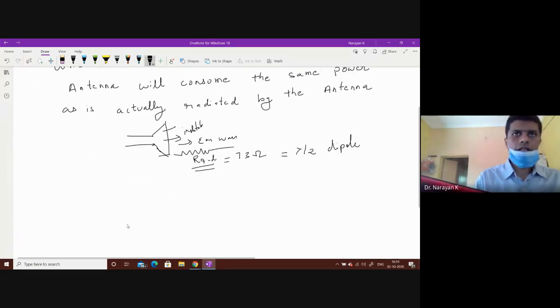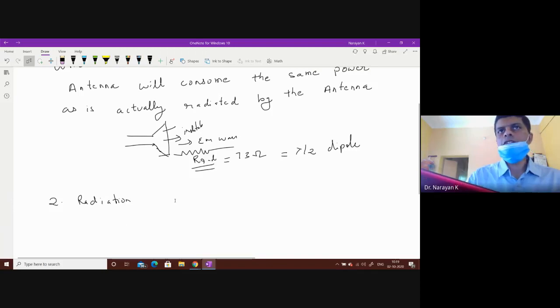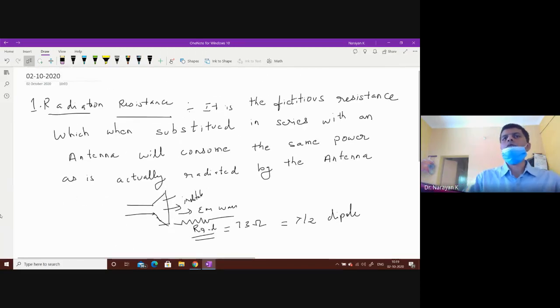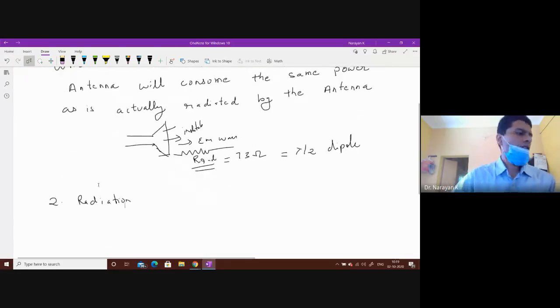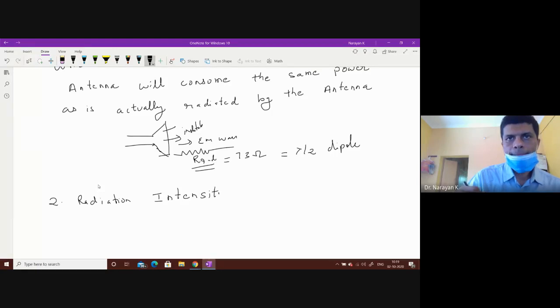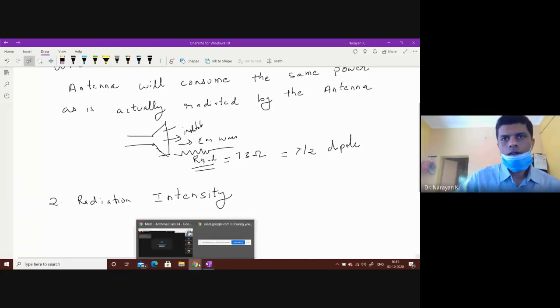Next one is radiation intensity. See, please, for definitions, you don't change anything, you don't write it in your own words. You have to learn by heart these words, whichever I have told you. Don't make it in your own words, because these definitions may be 2 marks or 2.5 marks each. If it is wrong, it is 0, and if it is correct, it is 2. So it is like one digital marking. So please don't write it in your own words. Radiation intensity. Next. Is my handwriting clear? Yes, sir. Okay. Thank you, Bina.